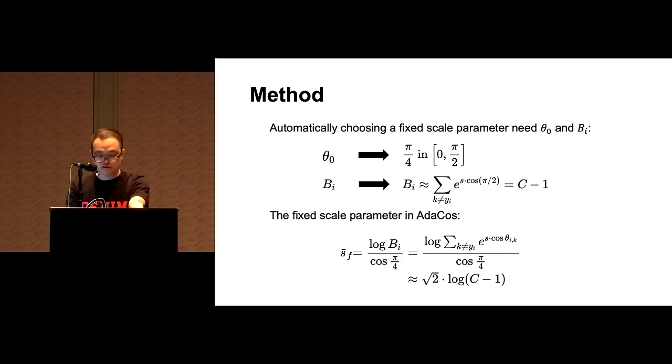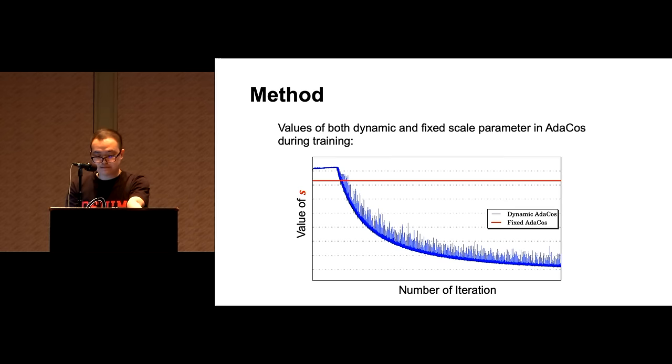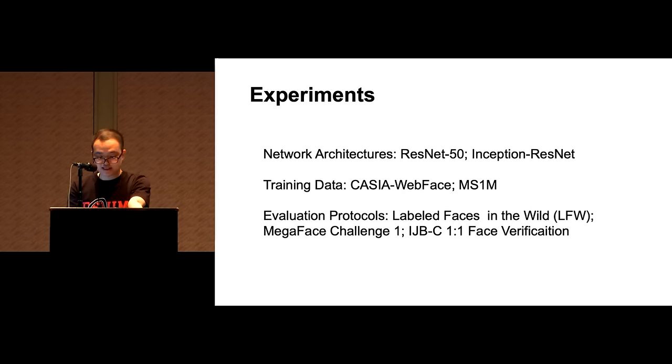The corresponding fixed scale in our AdaCos is adapted to different class numbers, but it is fixed during the training process. However, the angles of training samples change during training. They are large in the beginning and become smaller over time. We therefore also make the center angle gradually decrease over time according to the angle statistics of mini-batches of training samples. The blue curve shows the change process of the proposed adaptive hyperparameter S in our AdaCos loss function. The scale parameter gradually shrinks during training according to the current training progress.